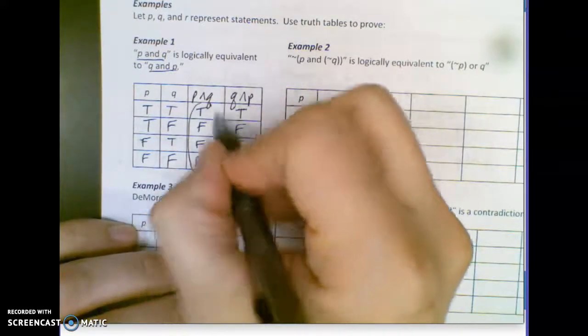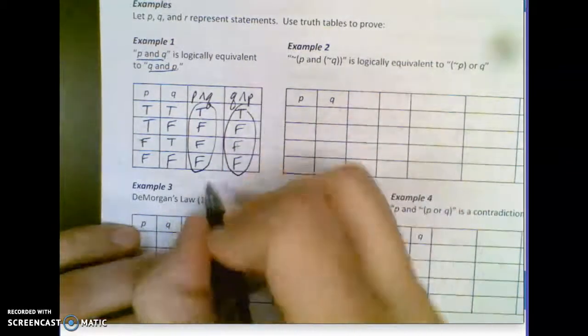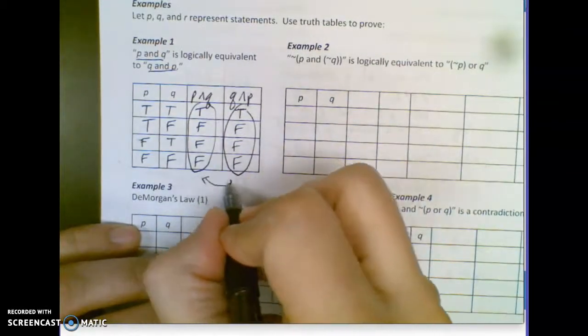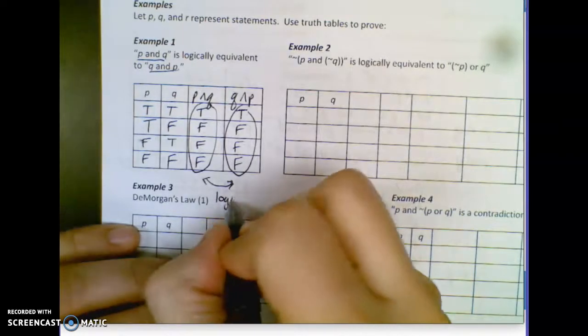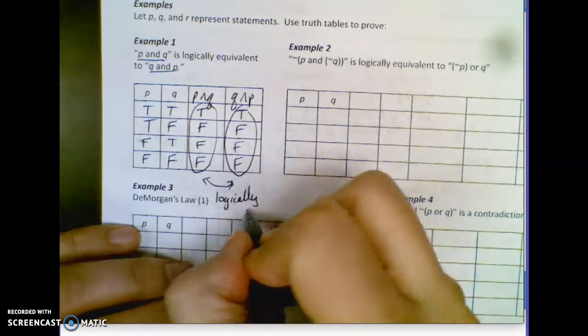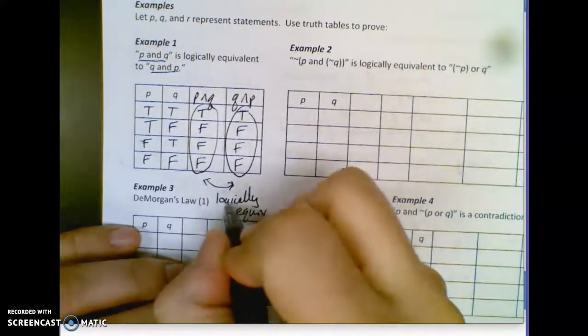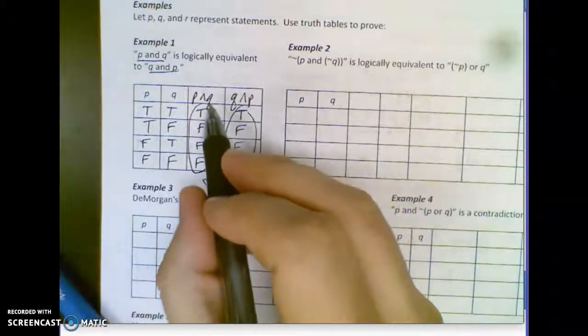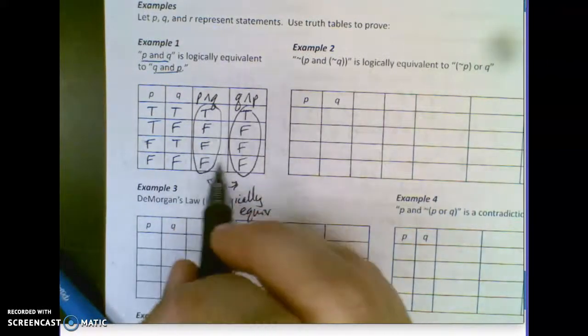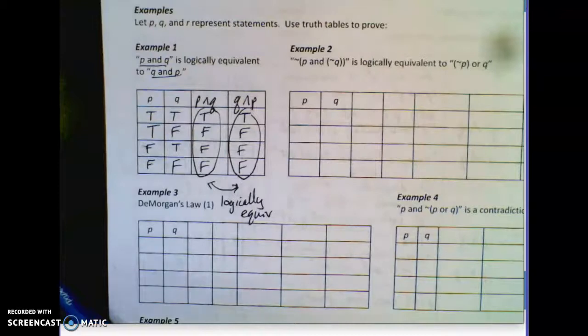See, this one is logically equivalent to that one because every single value is the same, true, false. If any one of these were different, you would say they're not logically equivalent. All right.